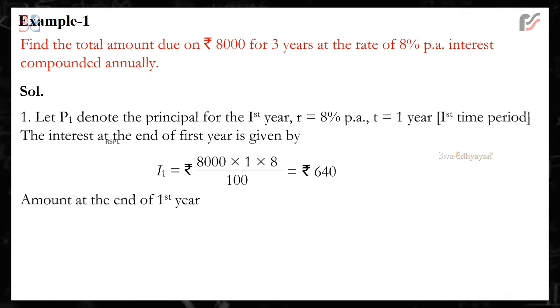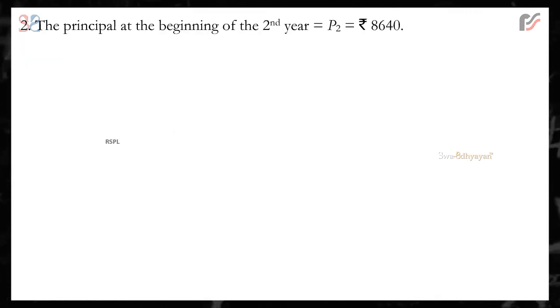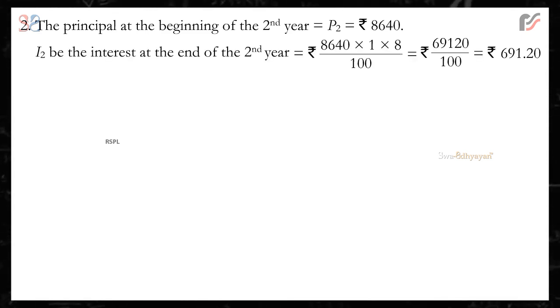Amount at the end of the first year, A1 = Rs 8,000 + Rs 640 = Rs 8,640. 2. The principal at the beginning of the second year is P2 = Rs 8,640. Let I2 be the interest at the end of the second year. This is equal to Rs 8,640 × 1 × 8 / 100 = Rs 69,120 / 100 = Rs 691.20.